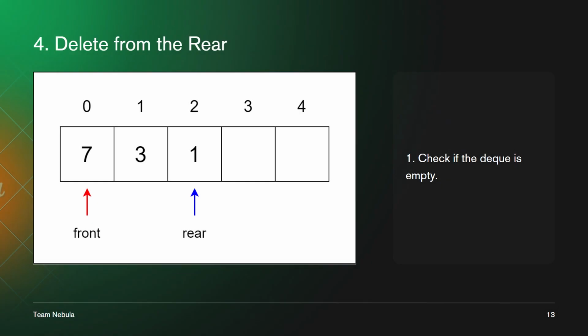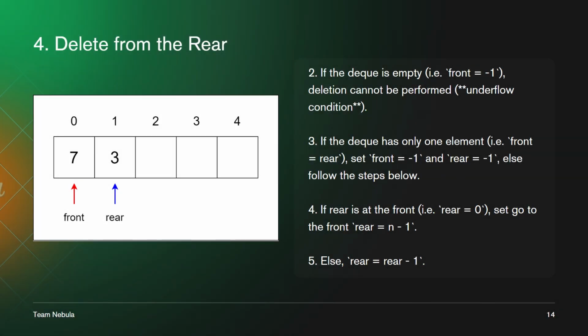Delete from the rear. This operation deletes an element from the rear. Check if the deque is empty. If the deque is empty, which means if front is equal to -1, deletion cannot be performed. This is the underflow condition. If the deque has only one element, which means if the front is equal to rear, set front as -1 and rear as -1. Else follow the steps below. If rear is at the front, which means if the rear is 0, set rear as n-1. Else, rear equals rear -1.